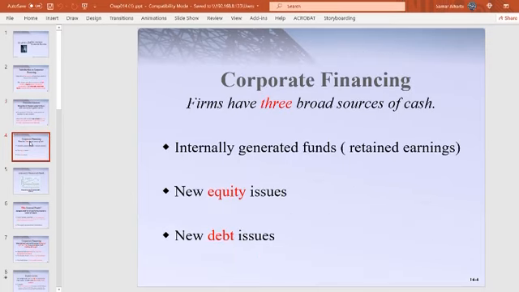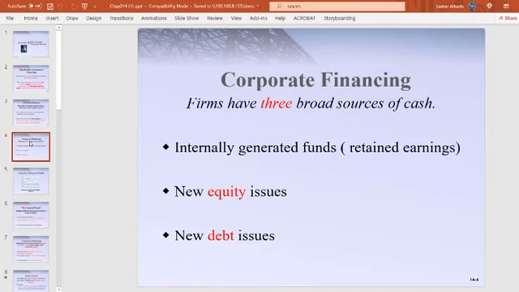Now, again, as I said, you need to remember this one. We have three sources. Everyone should remember it. The first source, the easiest one, is internally generated funds. This is the retained earnings. As I said before, this is the first source. If you want money, then another way is to issue shares or to issue debt, which is bonds. So today we will cover all of them, inshallah.